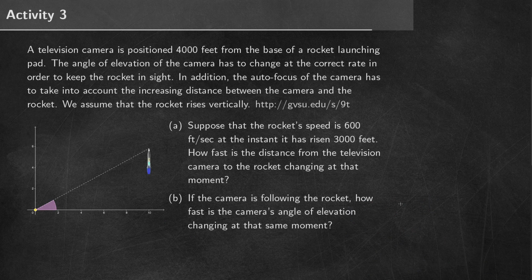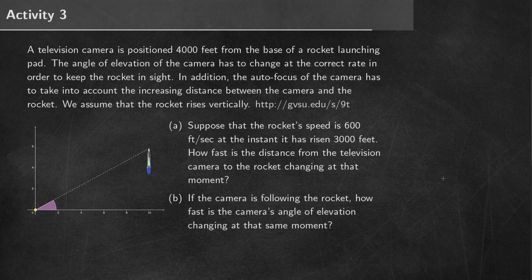Our next example: a television camera is positioned 400 feet from the base of a rocket launching pad. The angle of elevation of the camera has to change at the correct rate in order to keep the rocket in sight. In addition, the autofocus of the camera has to take into account the increasing distance between the camera and the rocket. We assume that the rocket rises vertically.